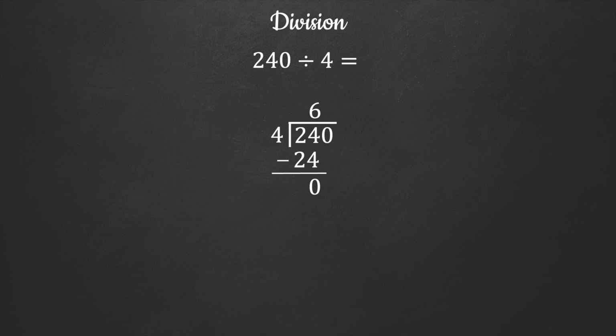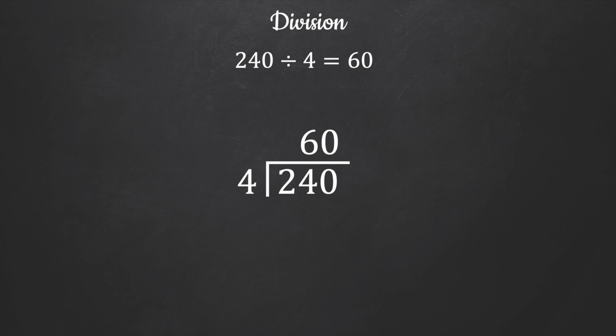And don't forget that we still have an extra digit that we need to bring down. And now we have 0. So we ask ourselves, how many times does 4 go into 0? And 4 goes into 0 zero times, because 4 times 0 is equal to 0. So 0 minus 0 is equal to 0, and we have no remainder. That means that 240 divided by 4 is equal to 60.